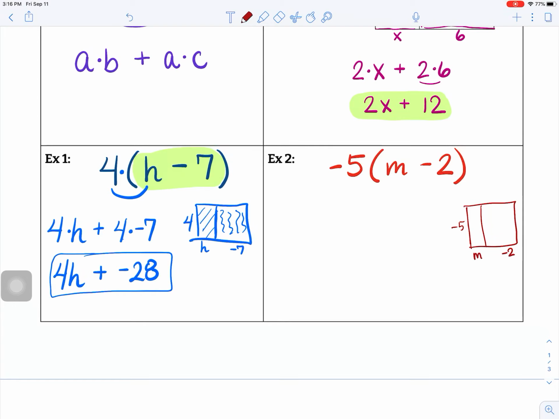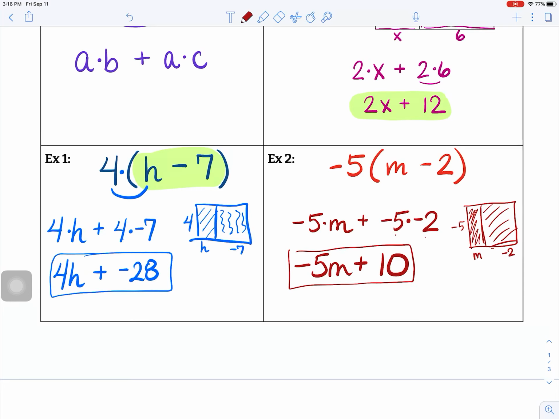Okay, so finding the area of this first rectangle is negative 5 times m. Finding the area of this second rectangle is negative 5 times negative 2. We always find our total by adding the two parts together. So let's see here. Negative 5 times m is a negative 5m. Negative 5 times a negative 2 is a positive 10.